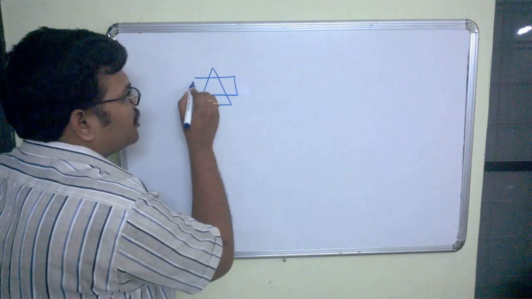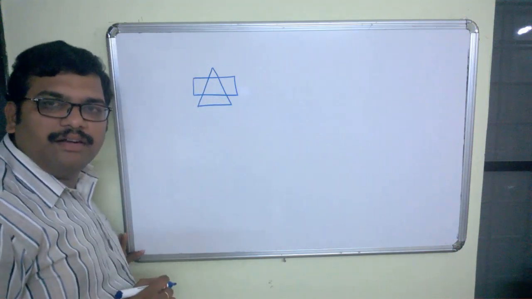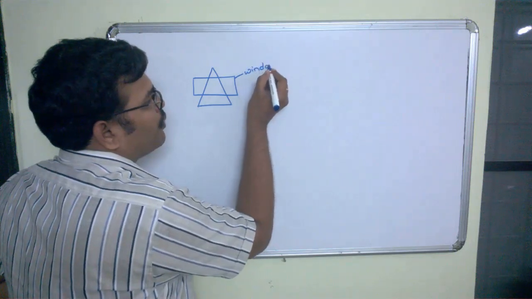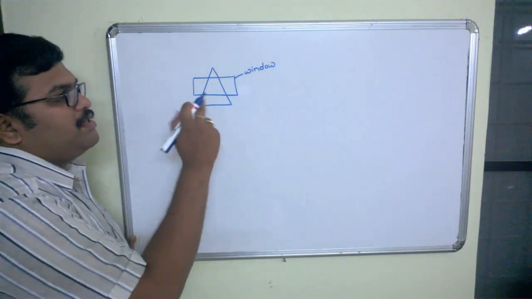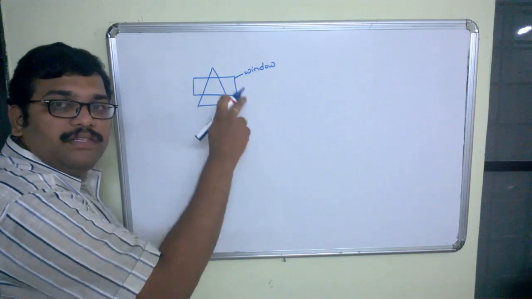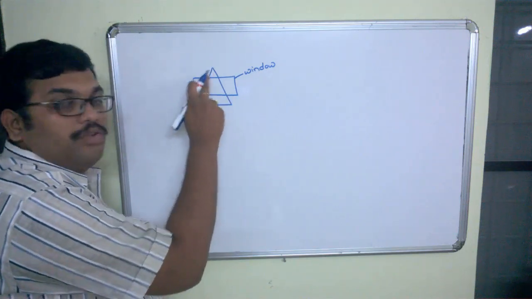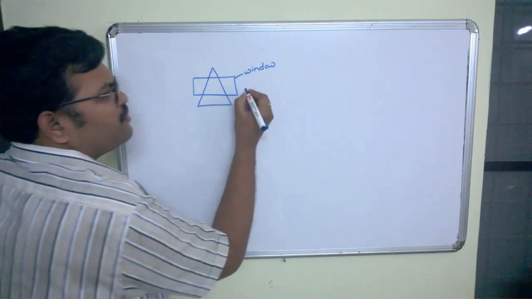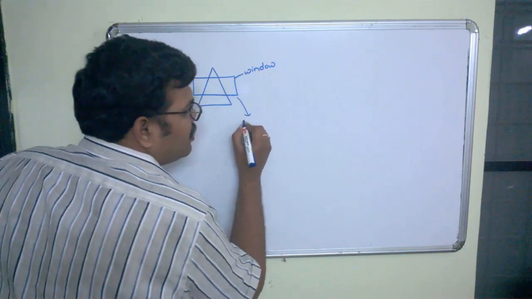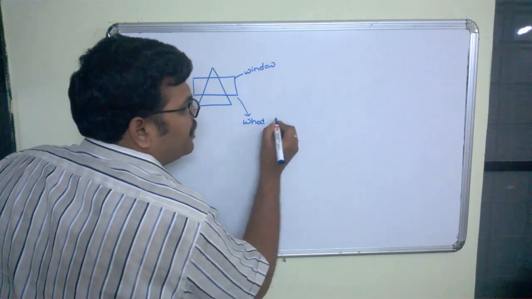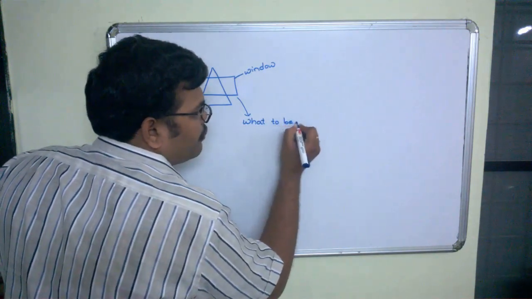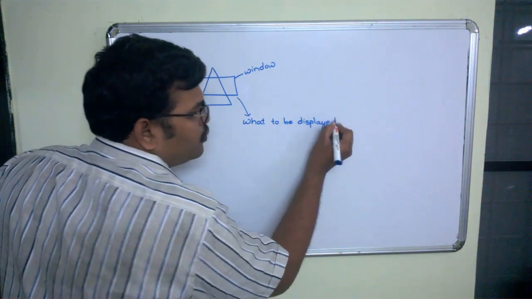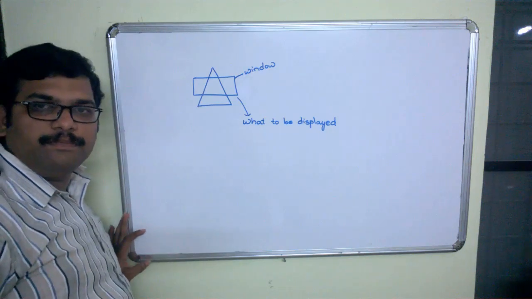So, the portion to be selected is called window. That means the portion or the space in which the object should be displayed is called window. So simply we can say a window is what to be displayed. So which portion should be displayed.